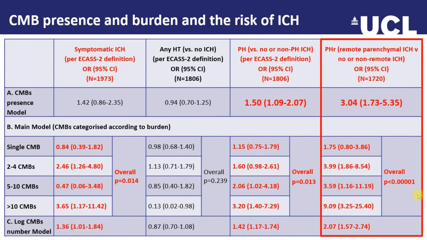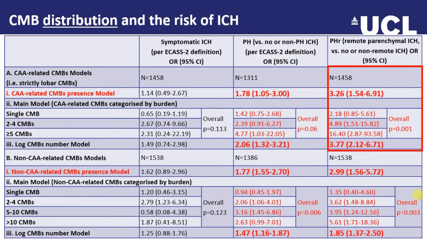Going straight to the main result here, you can see that microbleeds were associated with all symptomatic intracranial hemorrhage, and that the risk increased with increasing burden. They were associated with parenchymal hematoma within the infarct, and they were even more strongly associated with remote hemorrhage outside the infarct. When we look at distribution, we can see that both patterns related to amyloid angiopathy as well as not related were all associated with bleeding risk, but we can see there's a hint that maybe amyloid angiopathy is most strongly related to parenchymal hematoma outside the infarct remotely.